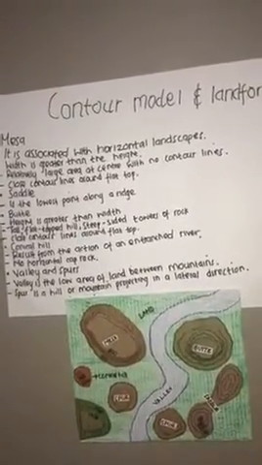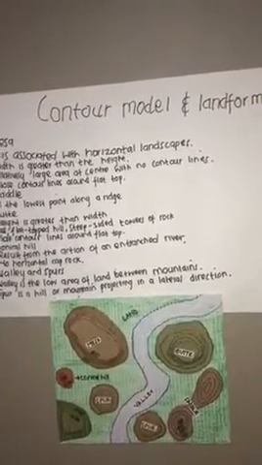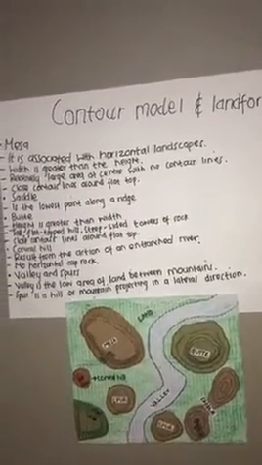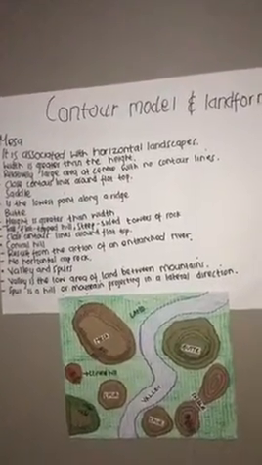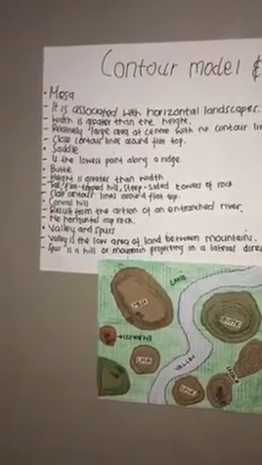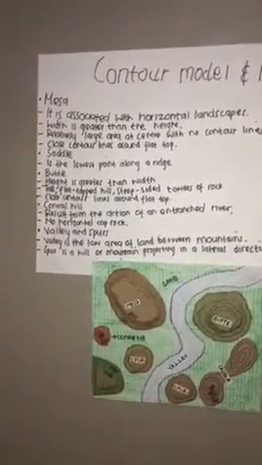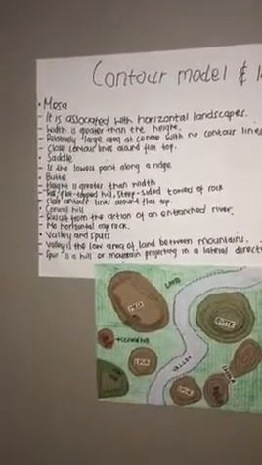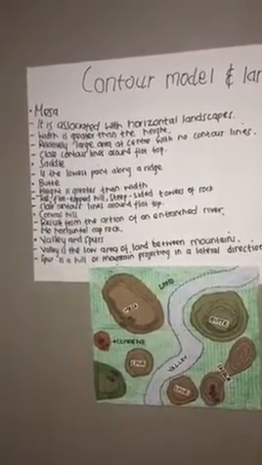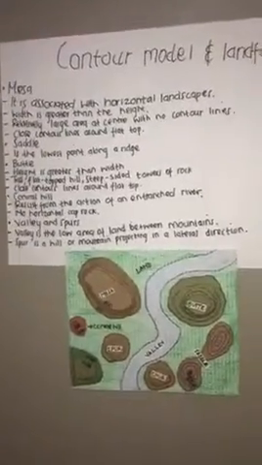Let's go ahead and look at the conical hill. It is a result of the actions of an entrenched river. There is no horizontal cap rock. This is similar to the mesa, butte and the conical hill. They are all three hills. The valley is the low point area between mountains. The spur is a hill or a mountain projecting in a lateral direction.